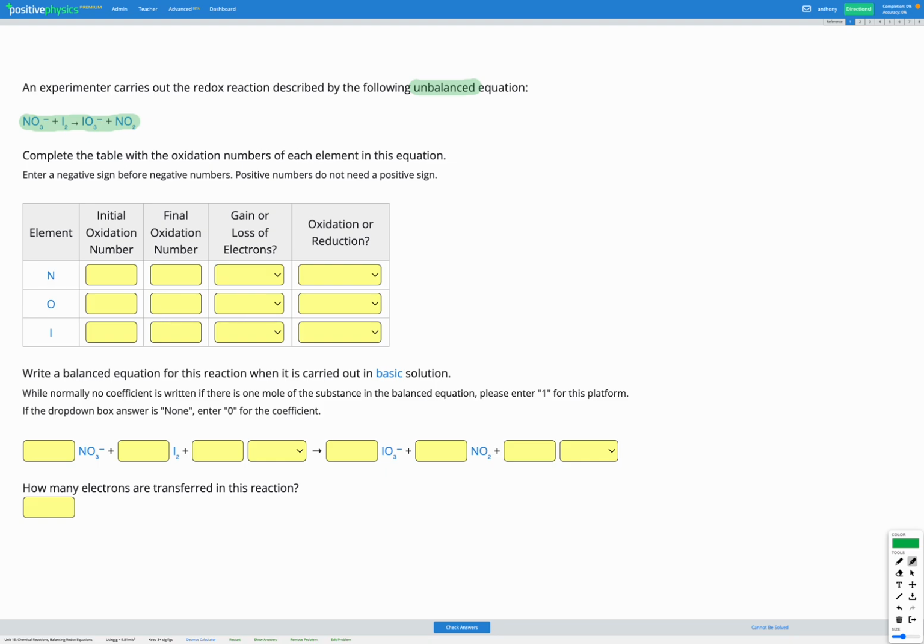So our first step to doing that is to figure out what is happening in this redox reaction. What's being oxidized, what's being reduced. To do that, we're going to follow exactly the same process as in the previous skill, looking at the initial and final oxidation numbers of each of our elements, looking at the gain or loss of electrons for each element, and figuring out what's oxidized and what's reduced. I'm going to go through this fairly quickly since we've already practiced this in the previous skill. So I'm going to write this out a bit bigger.